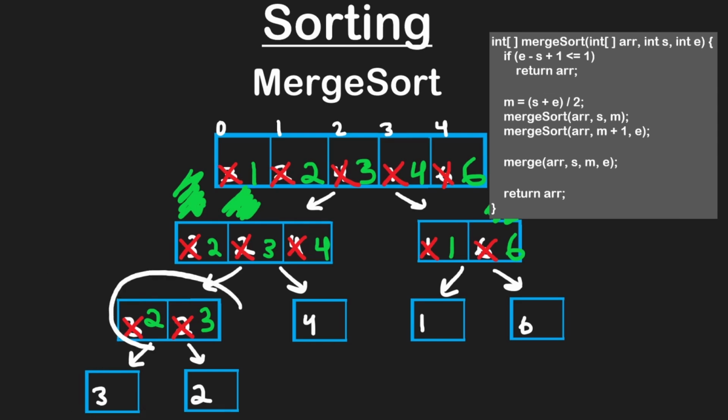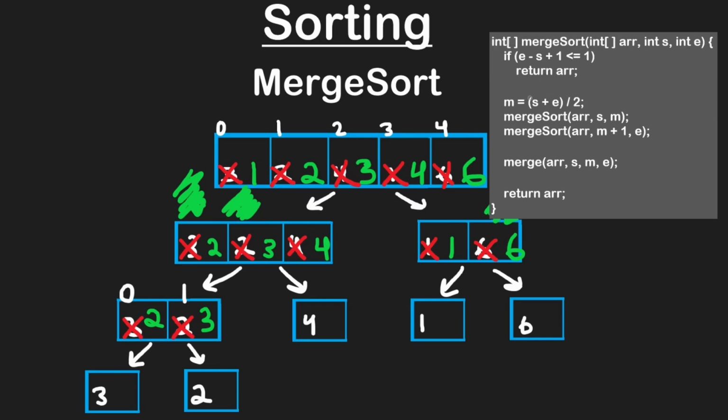But if we got to a case like this one where the starting index is 0 and the ending index is 1, then we're going to get the ending index minus the starting plus 1, which gives us a length of 2. That's correct, this is length 2. But that means our length is not less than or equal to 1.